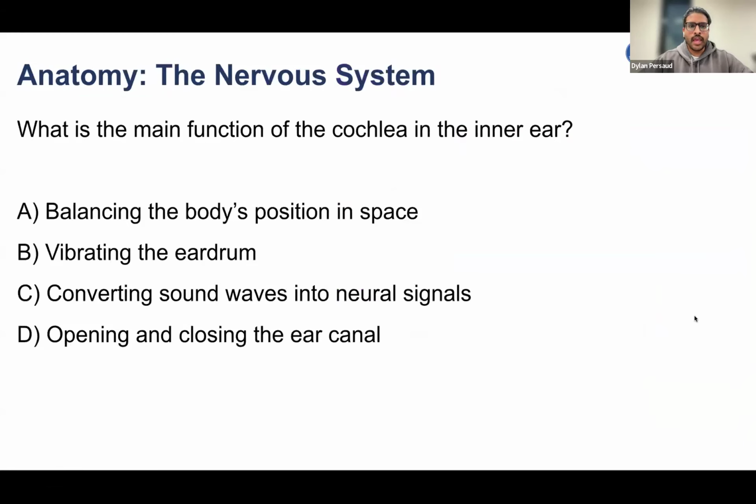Okay. What is the main function of the cochlea in the inner ear?